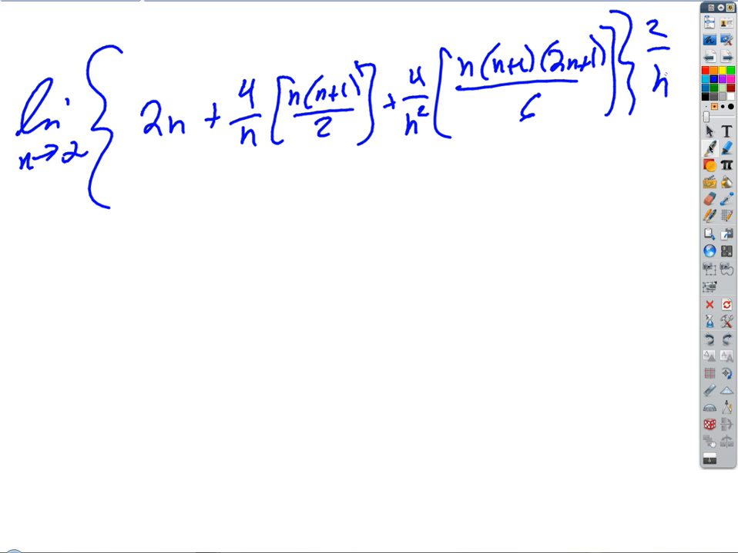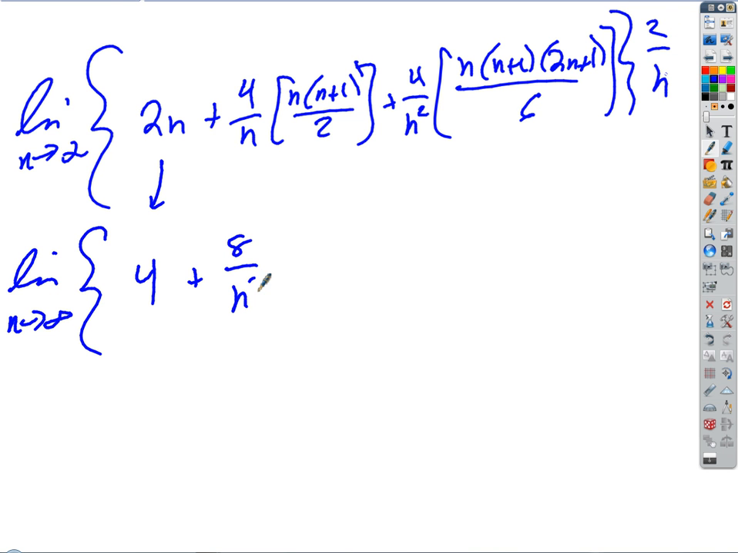Okay, so time to simplify. Let's distribute this 2 over n all the way through. At the same time, let's expand this stuff. If I distribute my 2 over n to this first term, what do we get? 4. Okay, what about over here? Well, I'm going to get 8 over n squared. Now, if I FOIL out the top, I'm going to get n squared plus n over 2, right?